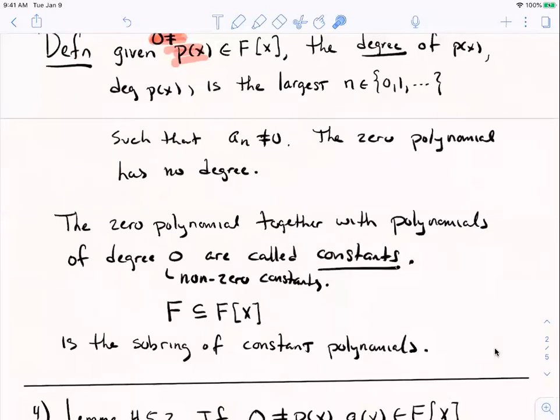I know I'm going fast and throwing all these things at you, but all I'm saying is, if you take two constant polynomials and add them together, you get a constant. If you multiply two constant polynomials together, you get a constant polynomial. The additive inverse of a constant polynomial is a constant polynomial.